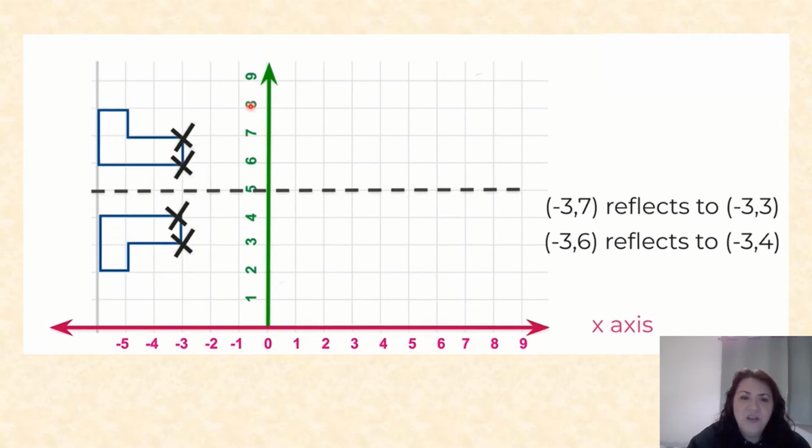Here are the last 2. -3, 7, which is this one, reflects to -3, 3, which is this one. And then -3, 6, which is this one, reflects to -3, 4, which is this one. So all the x-axes are the same. The x-axis didn't change because we were on horizontal.